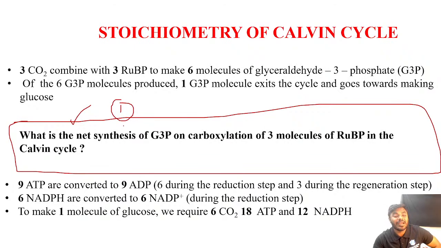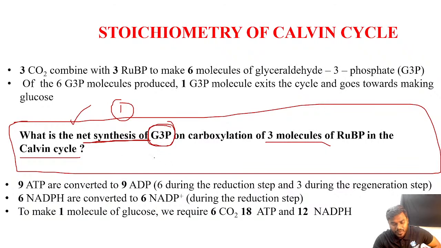Use your brain. Listen to my question carefully. The question says, what is the net synthesis of G3P on carboxylation of 3 molecules of RuBP in the Calvin cycle? My friends, every student has to remember, when they ask you a question, what is the net synthesis?